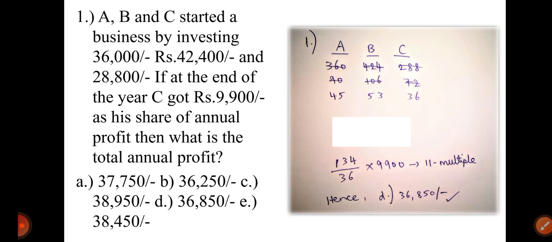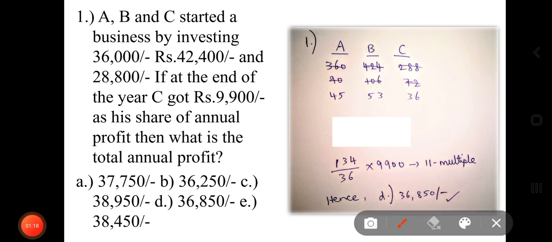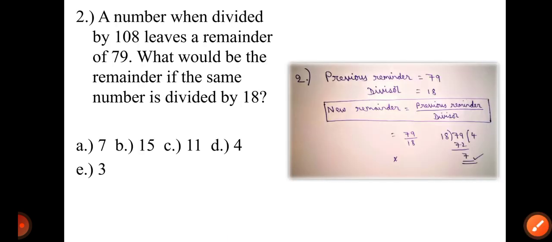134 by 36 into 9,900. Here 9,900 is a multiple of 11. So among all the options, there is only one option which is a multiple of 11, that is 36,850. Hope you understood this problem. Let's move to the second question.